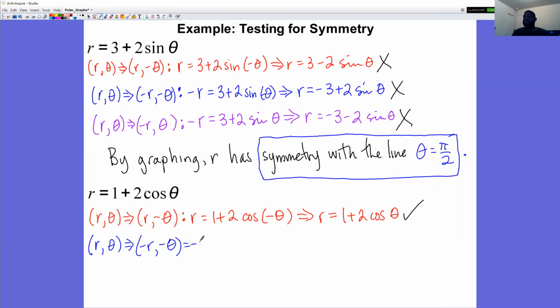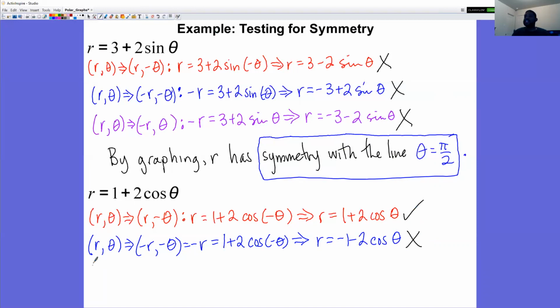I get the following equation. Negative r equals 1 plus 2 cosine of negative theta. Simplifying, I get r equals negative 1 minus 2 cosine theta. And that does not match the original equation. So we know it does not have symmetry with respect to the line theta equals pi over 2.